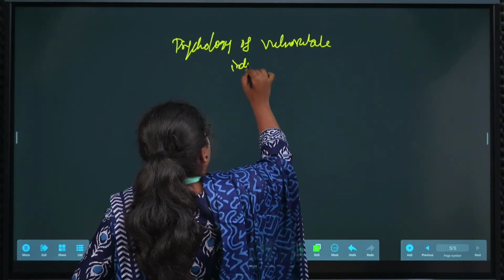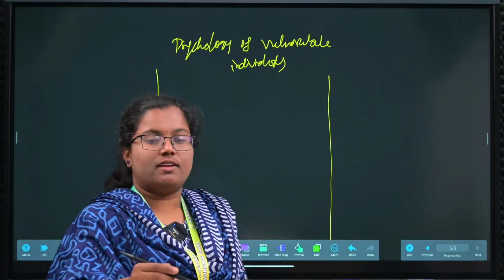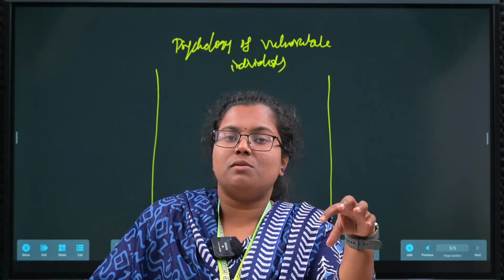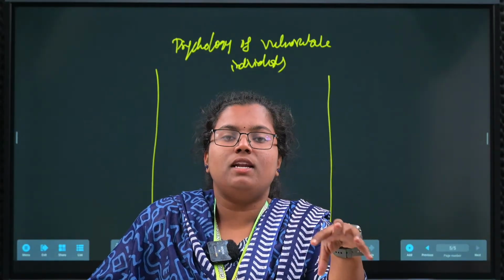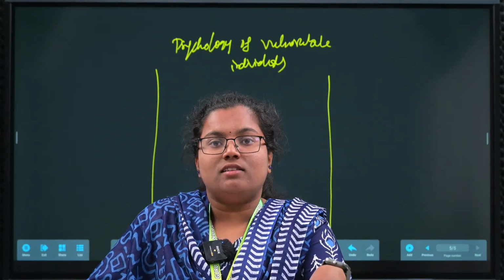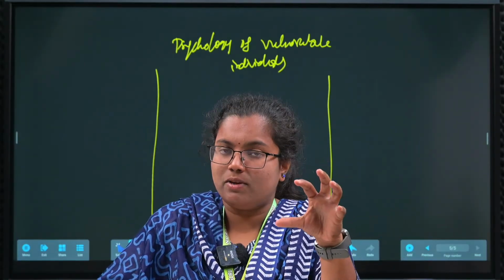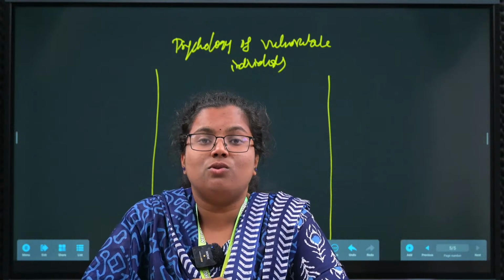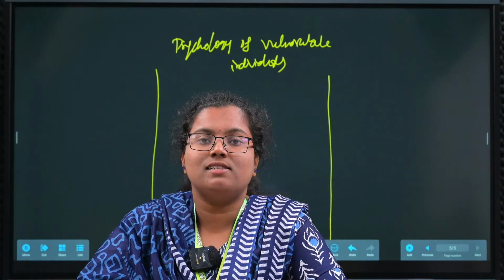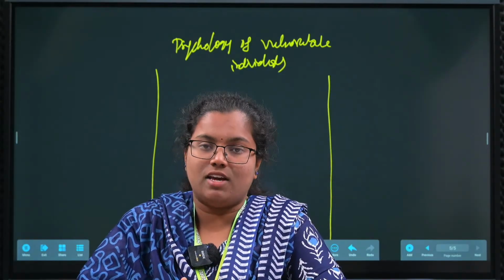Vulnerable individuals. Psychology of vulnerable individuals. Before starting this topic, you have to understand the meaning of vulnerable groups. Vulnerable groups are those people in society who are oppressed or susceptible to harm. That group we will call a vulnerable group. The psychology of vulnerable groups is what we are going to discuss now.